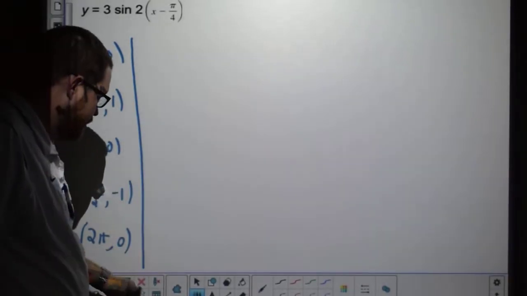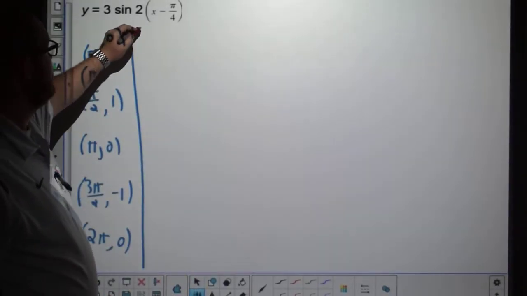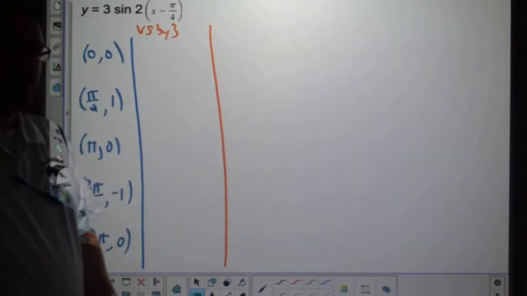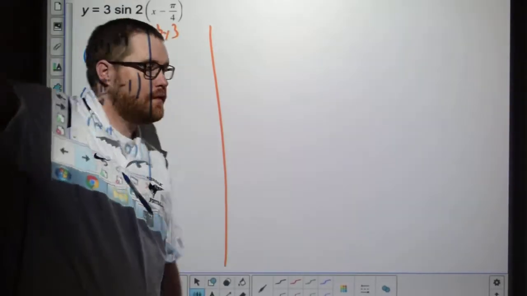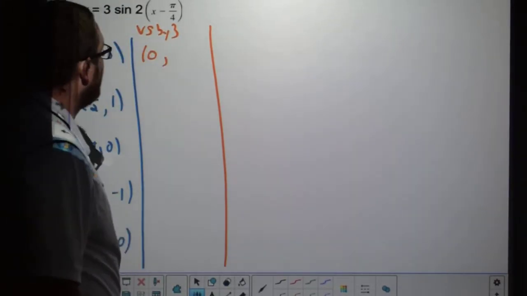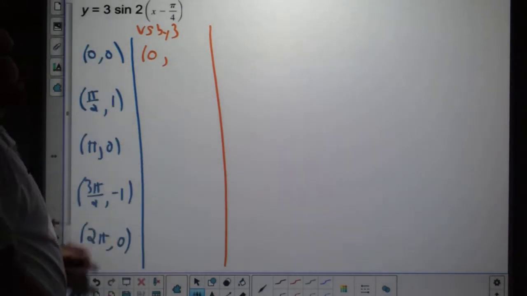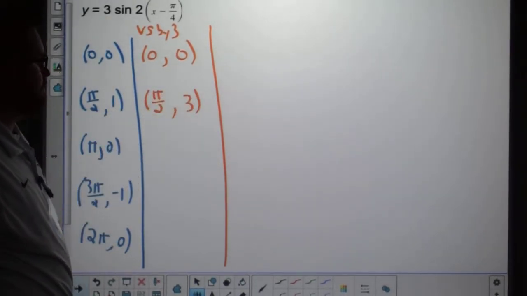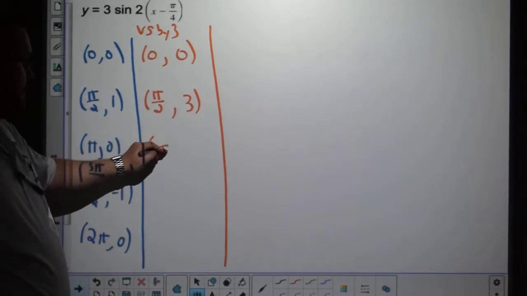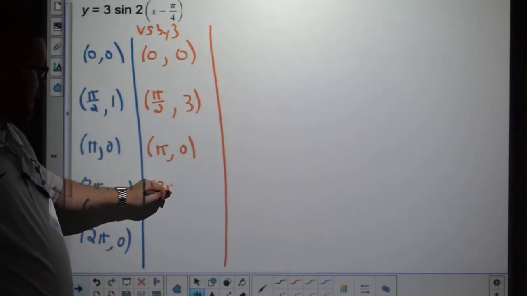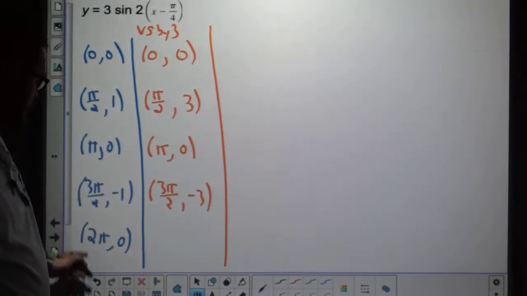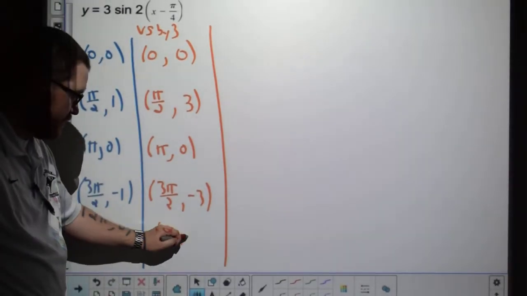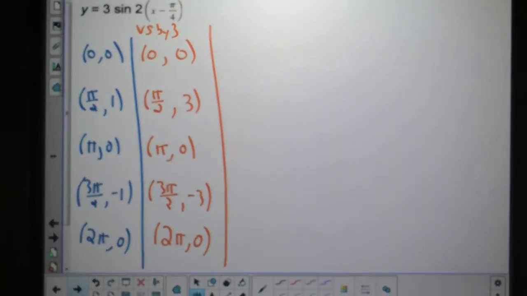So let's do some transformations. The first one is a vertical stretch by 3. A vertical stretch just takes the y value and makes it bigger. So I'm not going to change the x value, but I'm going to multiply the y value by 3. Well, if I multiply 0 by 3, I'm still at 0. But if I multiply this y value by 3, I'm way up at 3. If I multiply this y value by 3, I'm still at 0. I'm now down to negative 3, and I'm still at 0. Oops. Like I said, guys, there's a lot of places to make mistakes here, so be careful. So that's the vertical stretch by 3.